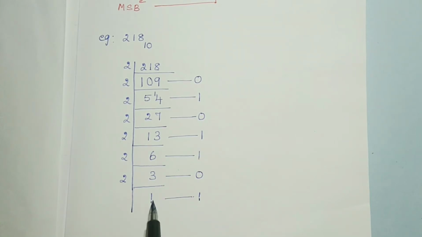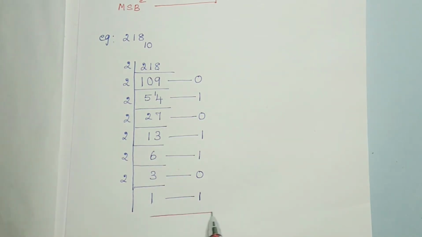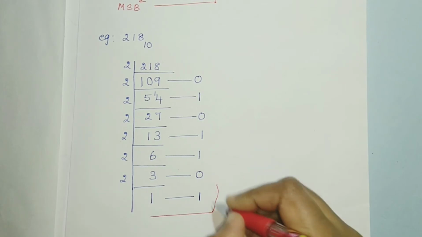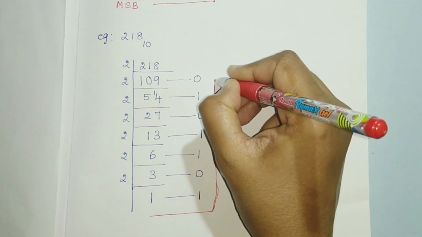So this is how you will divide the number, and the remainder you will write side by side, and until you get 1 you have to repeat the division by 2. And for writing the result, you have to write from bottom to top. So simply draw the line, that is for our reference. You can draw or you can ignore this drawing line.